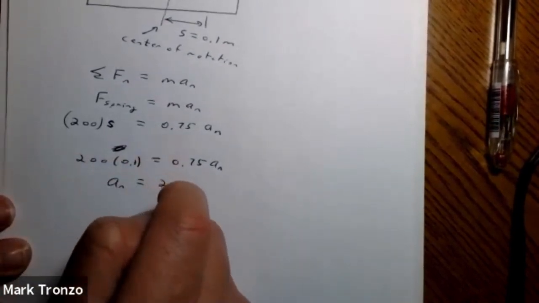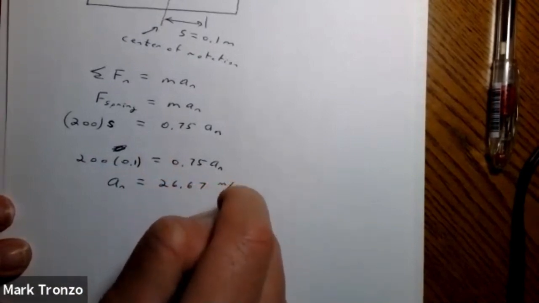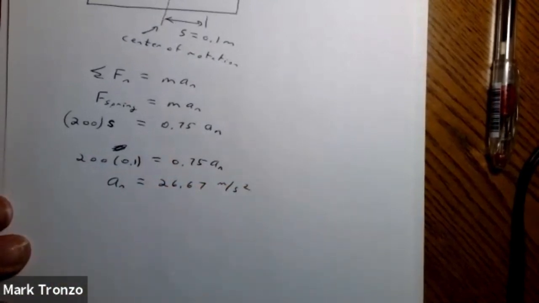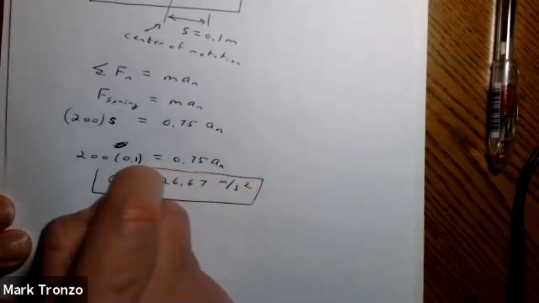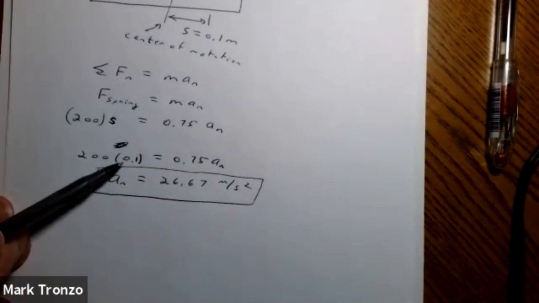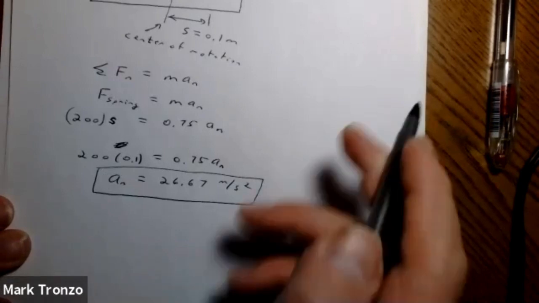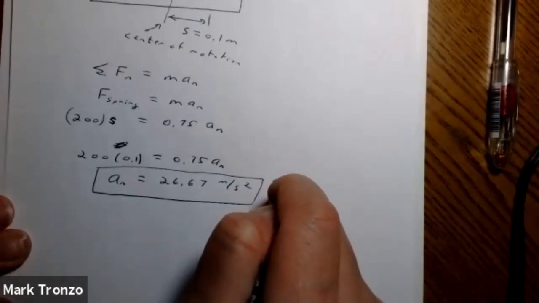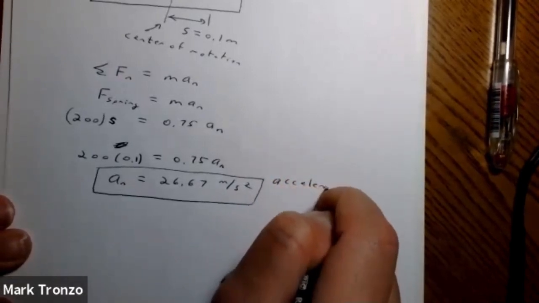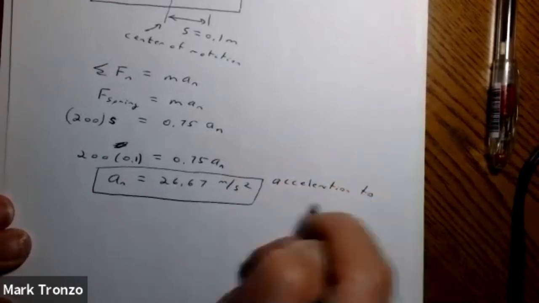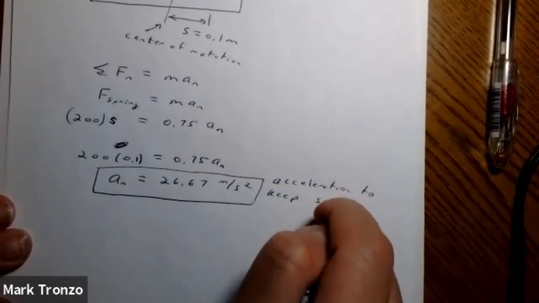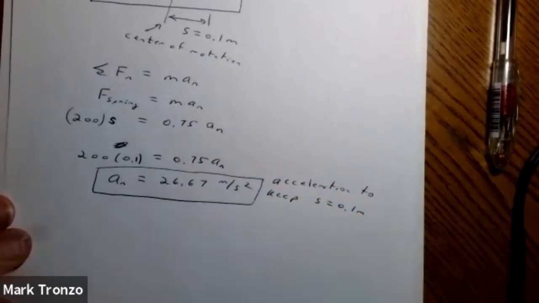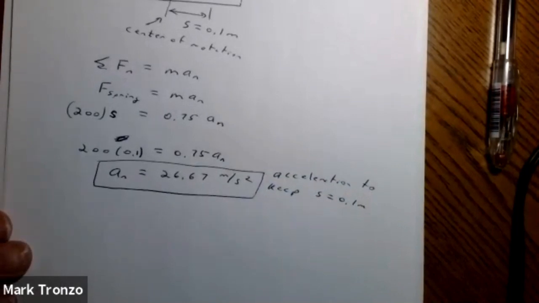AN is 26.67 meters per second squared. So basically, this is the acceleration required to keep the collar at 0.1 meters. To keep S equal to 0.1 meters, or 100 millimeters.